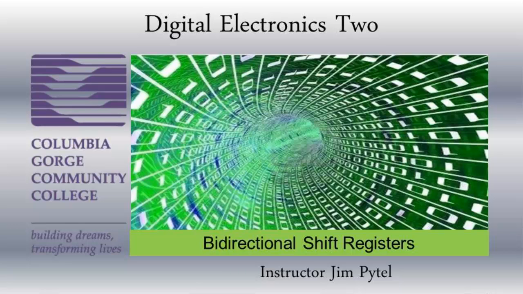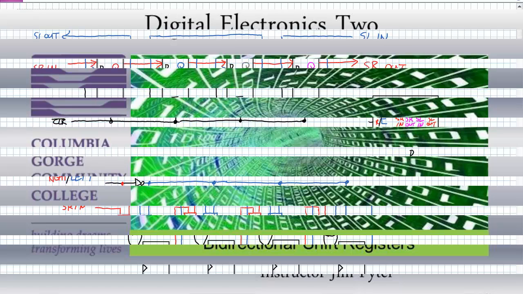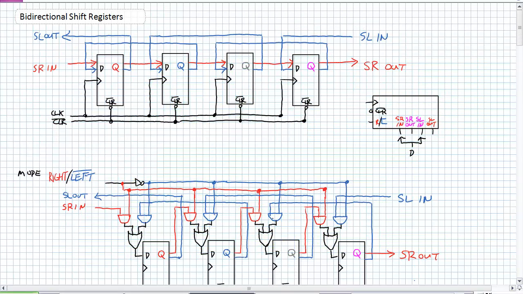This is Digital Electronics. This lecture is entitled Bidirectional Shift Registers. Okay, so to this point, we've thus far discussed only shift-right shift registers. They've come in a number of different flavors: serial in versus parallel in, serial out versus parallel out, but thus far we've only been shifting right.